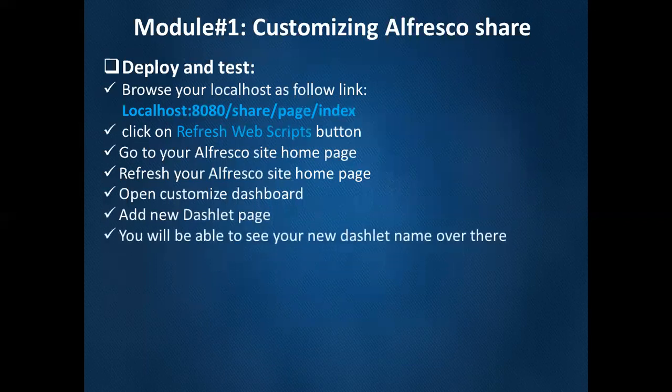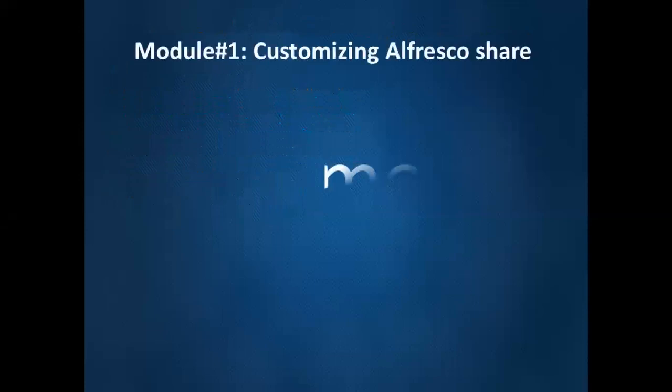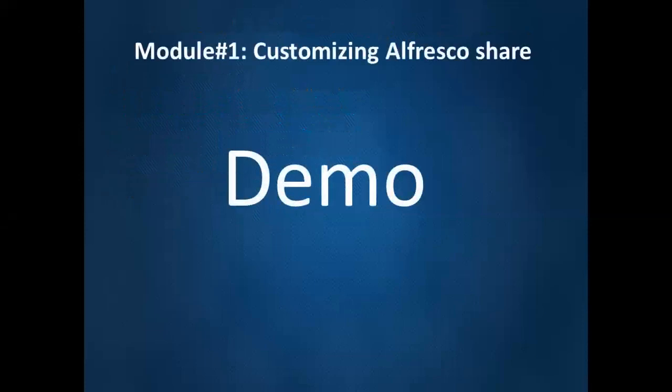You will be able to see your new Dashlet name over there. You can add that on your dashboard. Type your keywords in the text box form and click on the Search button. Now, let's move to see the demo of this example.